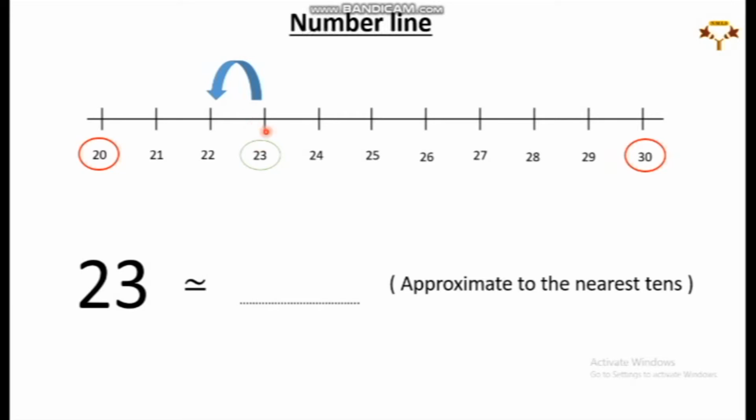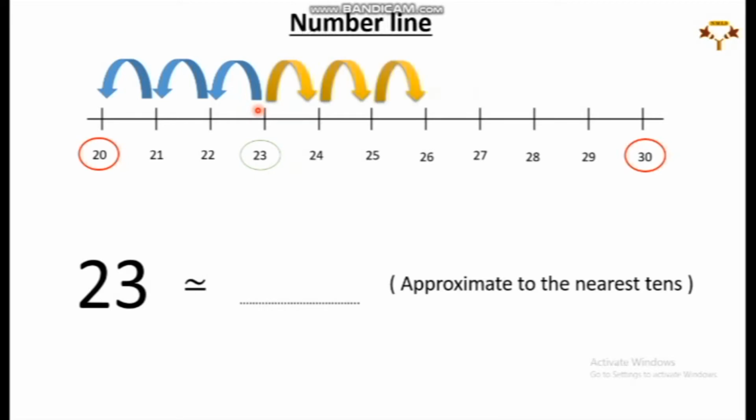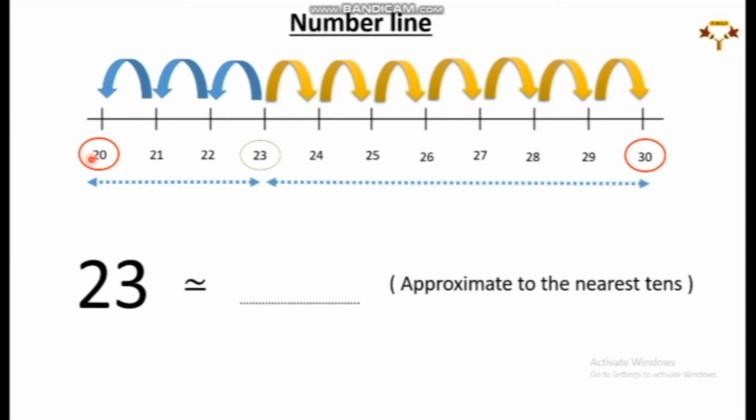Here we have 1, 2, and 3, so 3 places from 23 to 20, and from 23 to 30 we have 1, 2, 3, 4, 5, 6, 7. It's clear now that the distance between 23 and 20 is smaller than the distance between 23 and 30. So the approximation of 23 to the nearest tens is 20. Excellent. That's what we took last year on approximation, and now let's go to the second part.